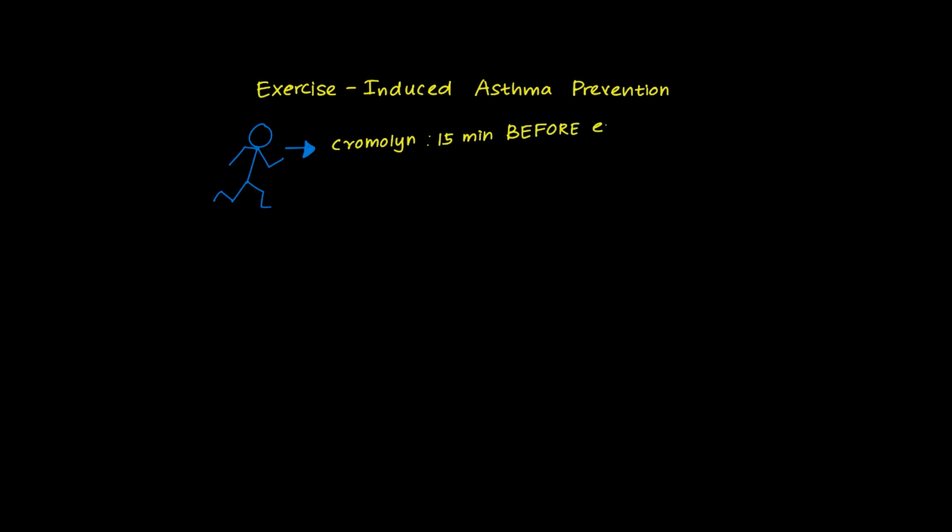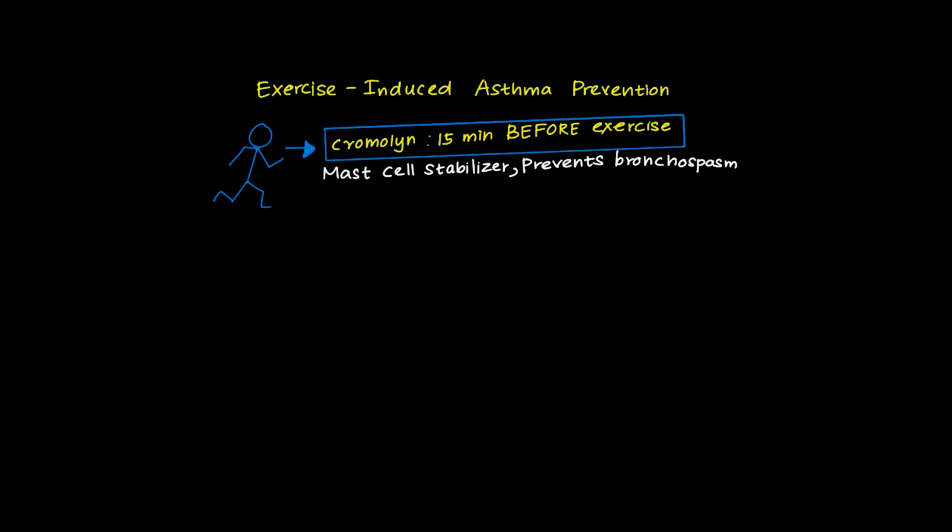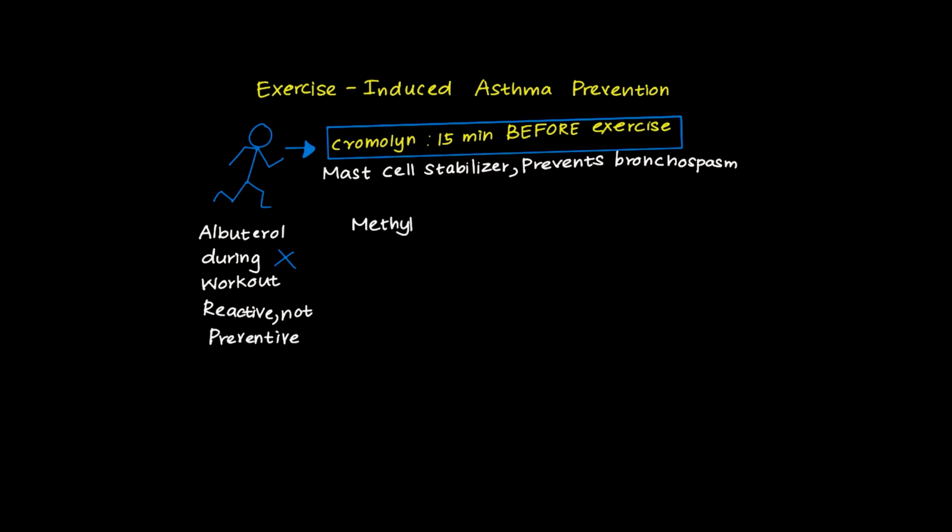The athlete has exercise-induced asthma and wants to prevent bronchospasm before working out. The medication for this situation is cromolyn, taken 15 minutes before physical activity. Cromolyn works as a mast cell stabilizer that prevents the inflammatory cascade from triggering bronchospasm during exercise. It is specifically indicated for this exact scenario. Albuterol during the workout is reactive, not preventive. By the time you use a rescue inhaler during exercise, the bronchospasm has already started and you are playing catch-up.